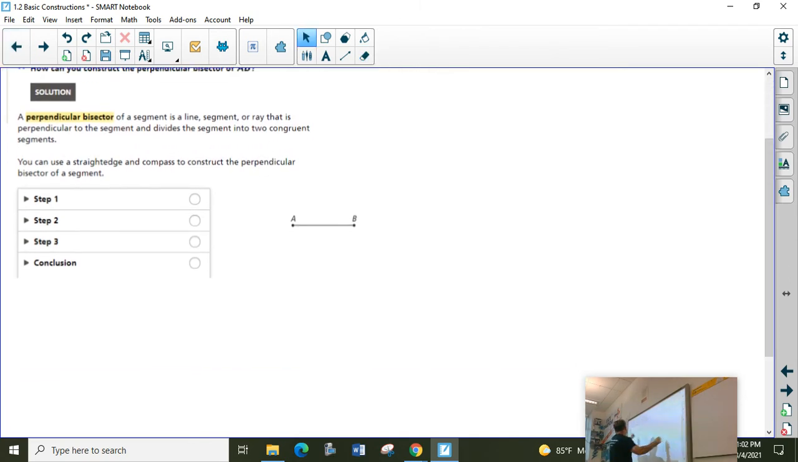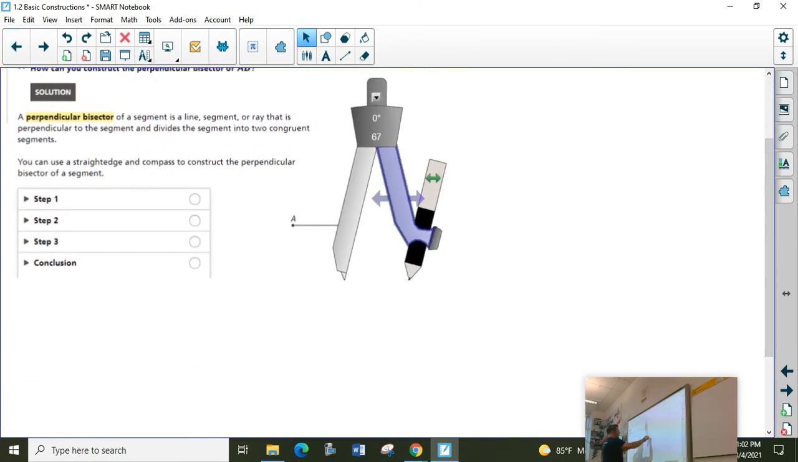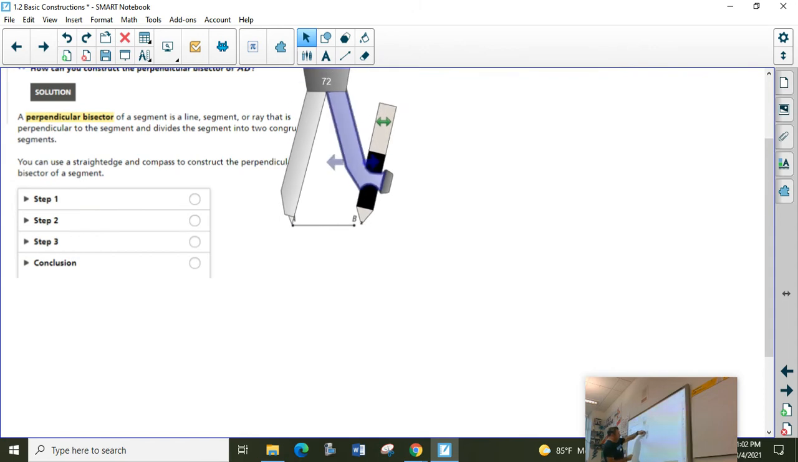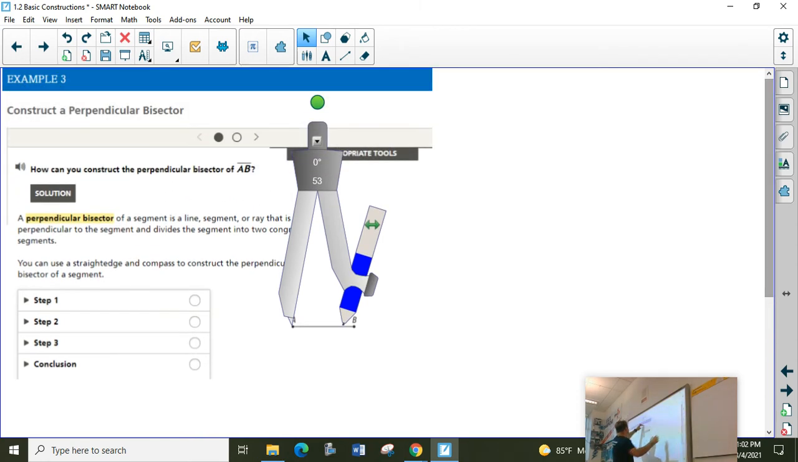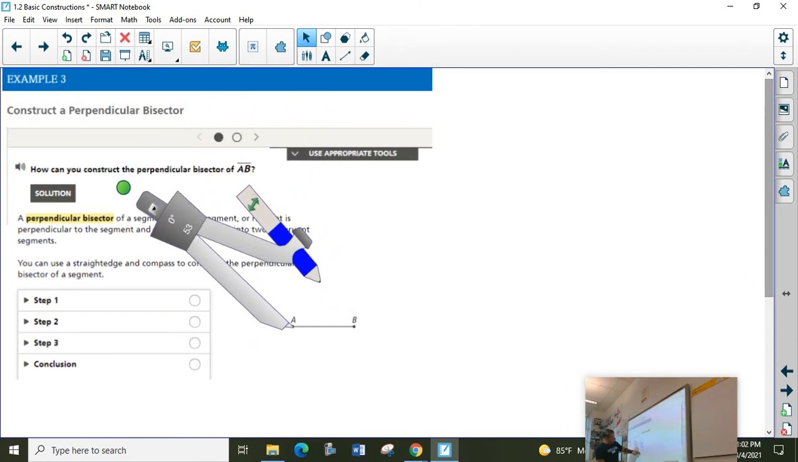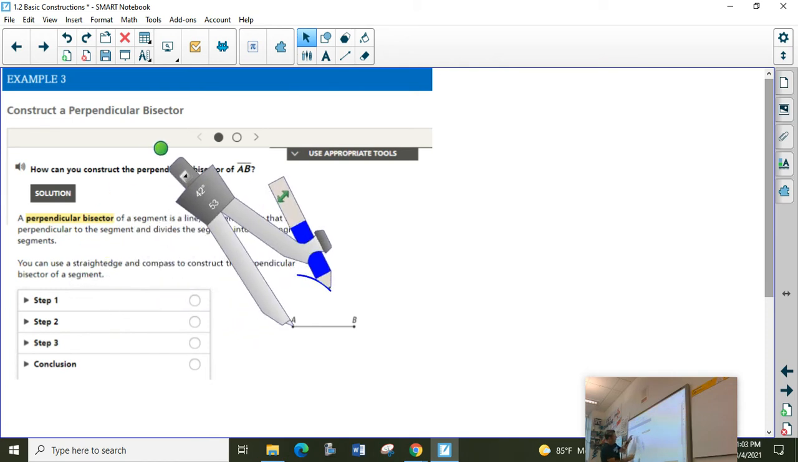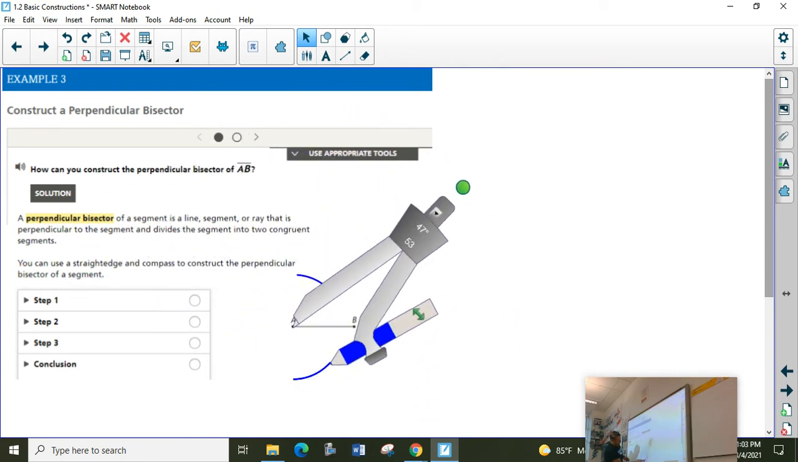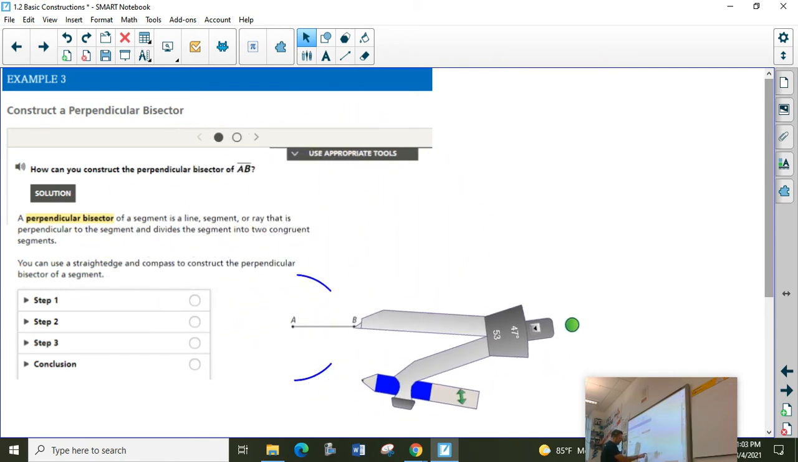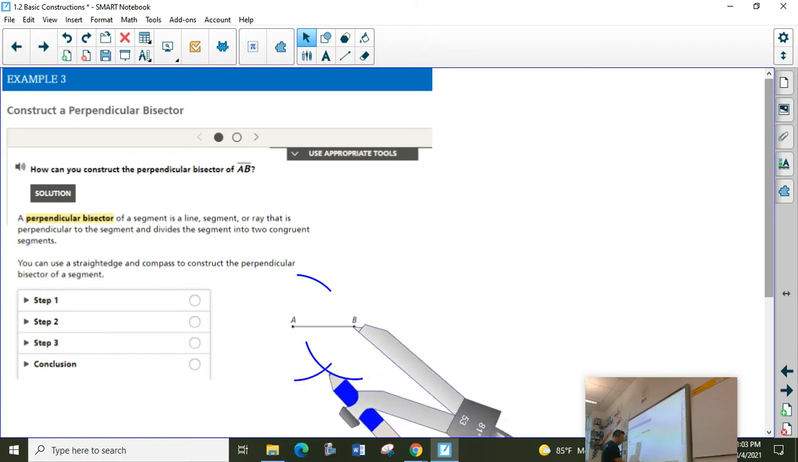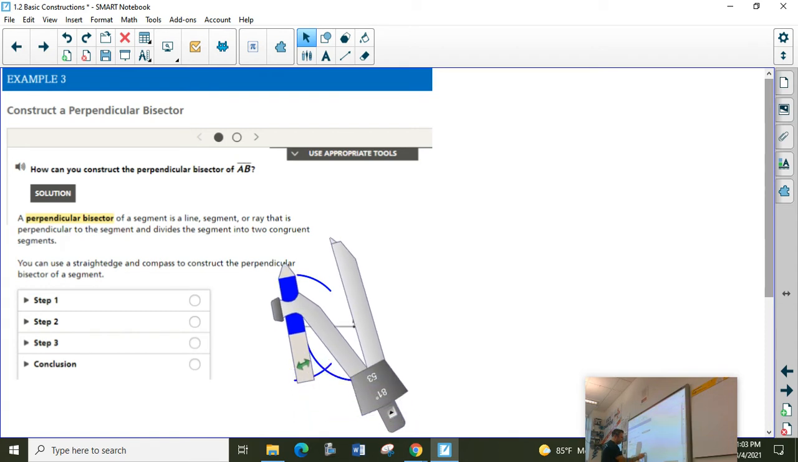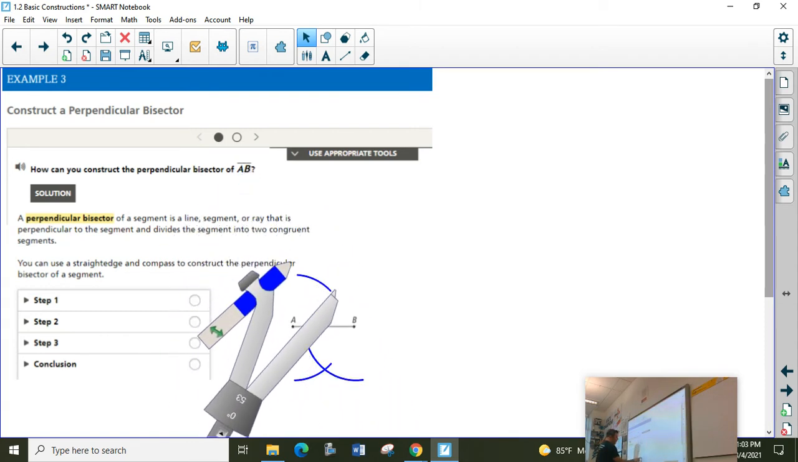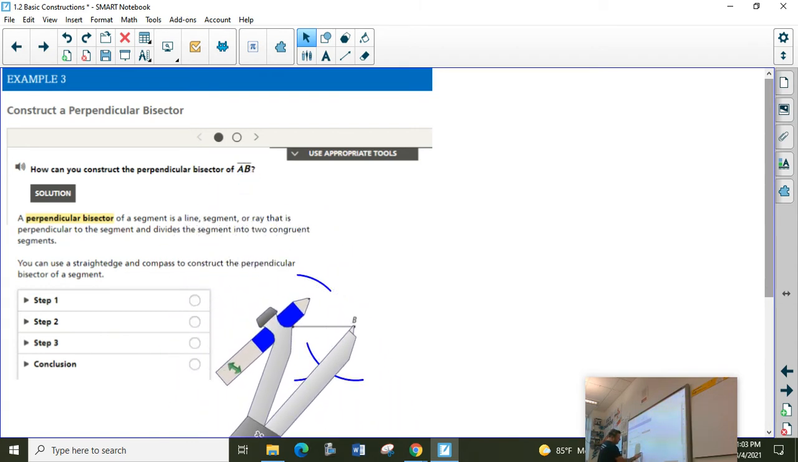So I'm actually going to do the construction. Take my compass, and I'll use different colors here. I'm going to go above. I'm going to go below. Keeping my compass the same, I go over to B. I go below. And above.